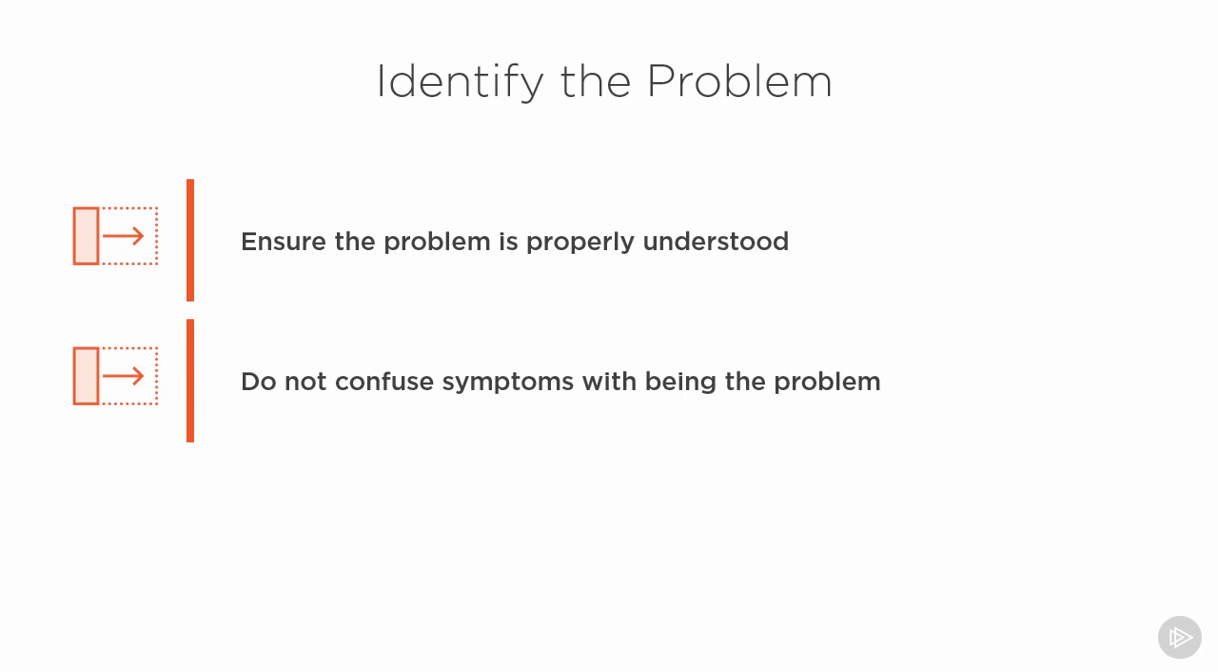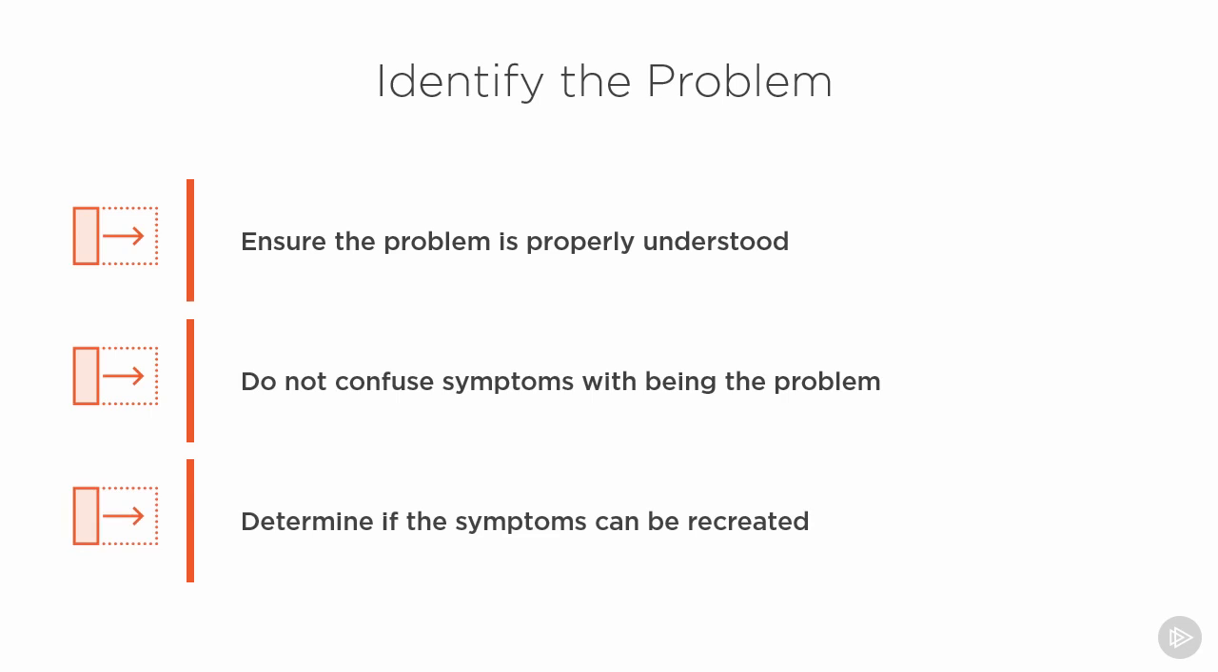So if the symptom is a lack of network connectivity, well, what's the root cause of it? It could be interference, whether we're talking about a wired network cable, or interference if we're talking about a wireless network. Then we have to determine if those symptoms can be recreated. Because if we can recreate the problem again, then we really do know what the problem is, and we're on our way to solving it.